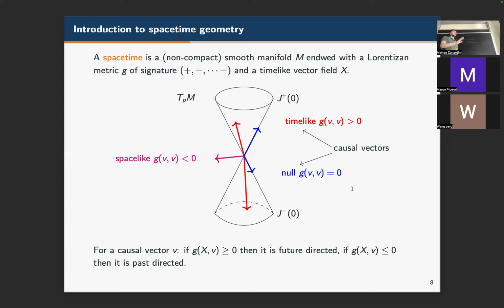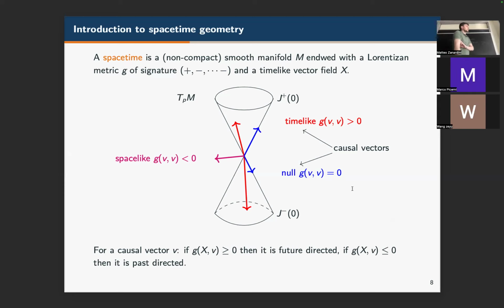Okay, I want to precisely say what a time-like vector field is. Suppose you have a given point P inside the manifold, and you look at the tangent space of it. Well, you have now a metric at that point, which has signature plus, minus, minus, and this divides the family of vectors inside this tangent space into three categories.